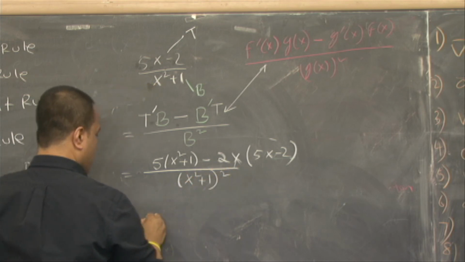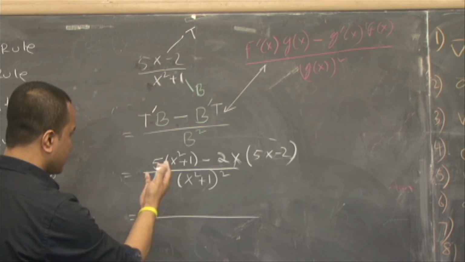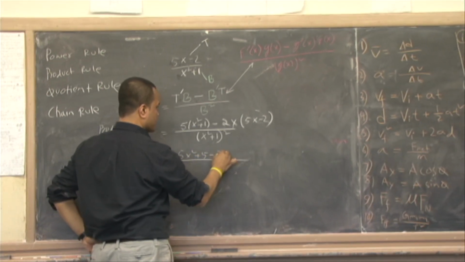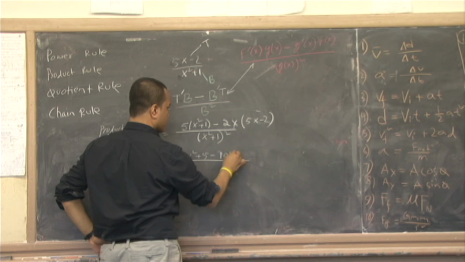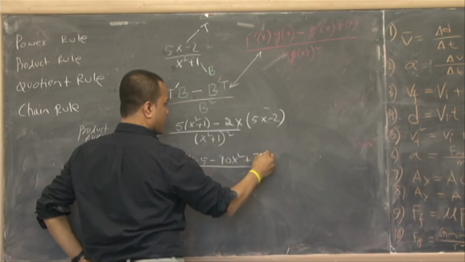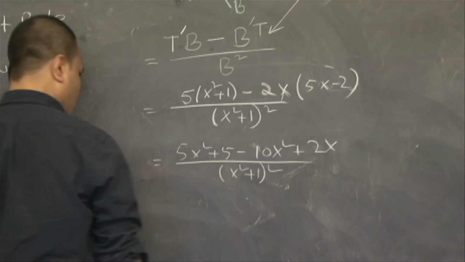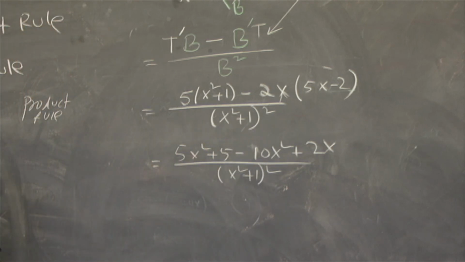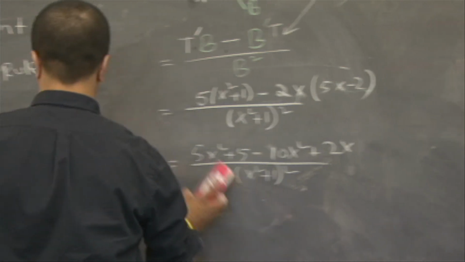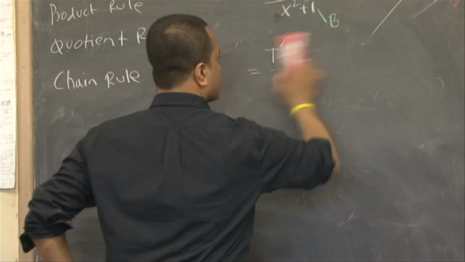All right, so I'm not going to do the algebra, but here's what we had: 5x squared plus 5 minus 10x squared plus 2 plus 2x, over x squared plus 1 squared. I'm not going to bother doing the algebra. That's not my intention here. I'm just going over the necessary calculus that we need to know to understand the physics.